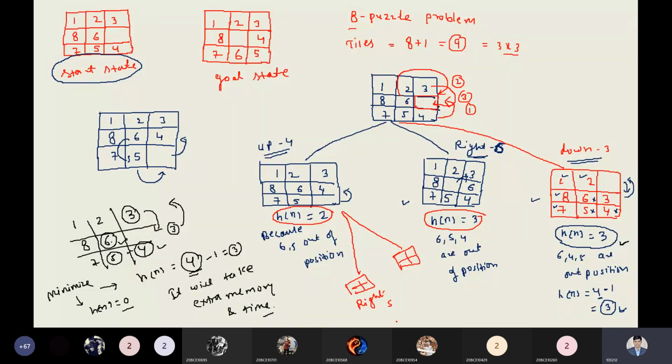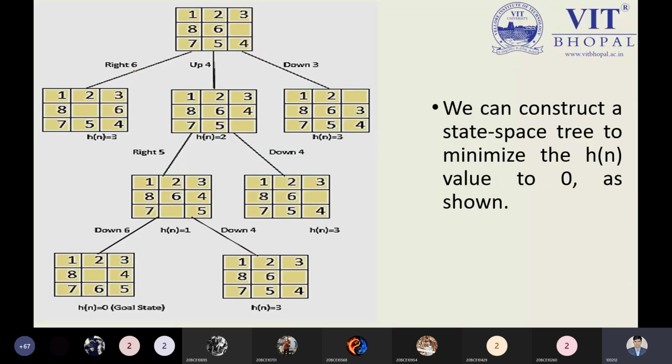Now, let me share the solution after understanding this point, then you need to ask any question you have. Just look at the right 6, up 4, down 3, and all the heuristic functions are written over here. After choosing right 5, we were on this position and we have selected this one. It contains the heuristic value 1 over here only, and if I'm choosing the down 4, there will be no sense, it just required the 3. After this one, I will choose the down 6, so I'm reaching HN equal to 0. So this is my goal state.